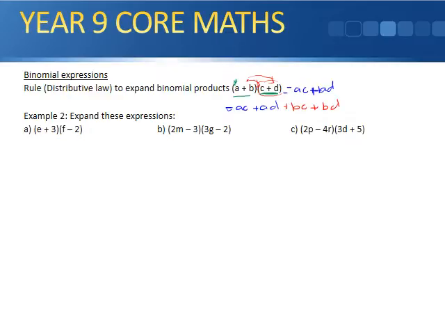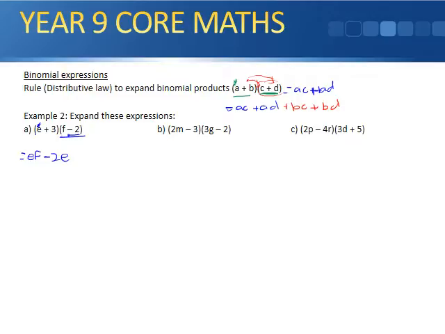So that is known as the distributive law. And then you collect things that are the same. So example 2, expand these expressions. So the E first, we're going to times up everything in here. So E times F, and then the E times the negative 2. Well, positive E and a negative 2 gives me a negative, and 2 times E is 2E.